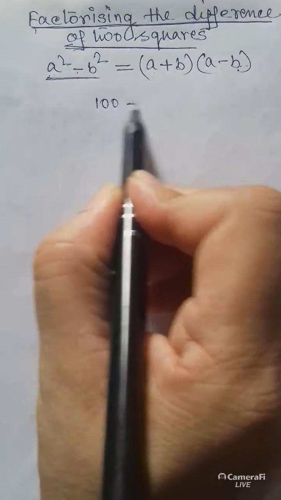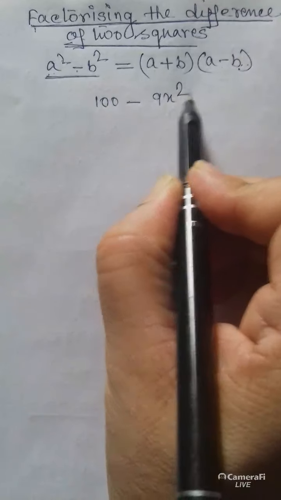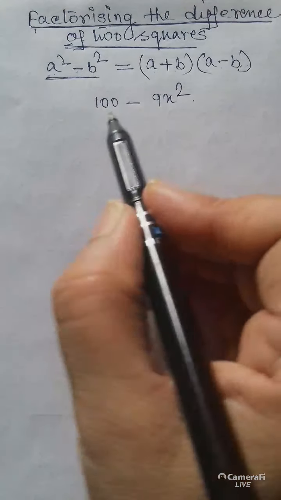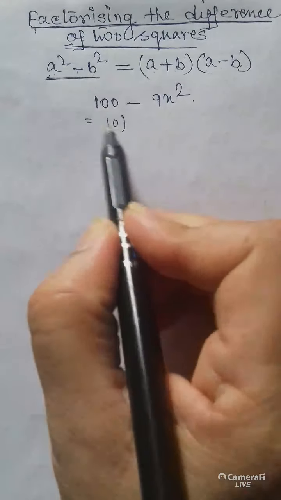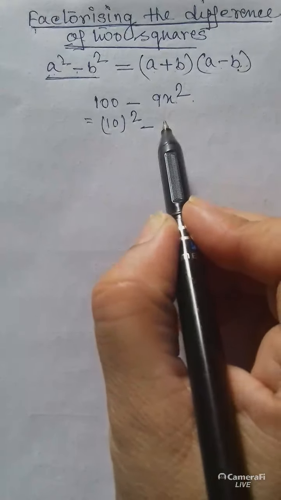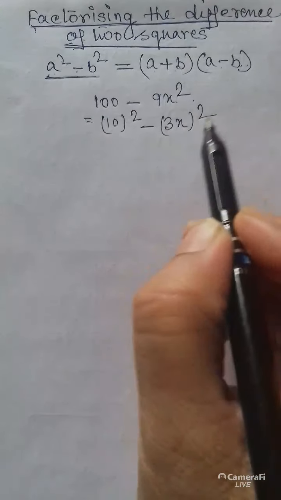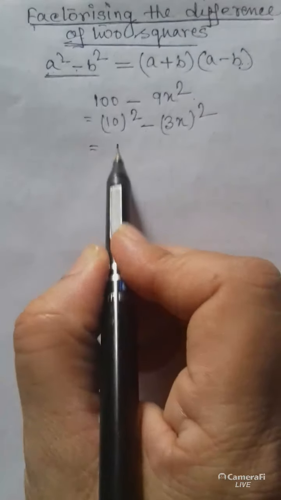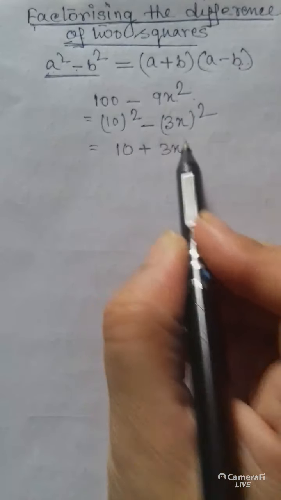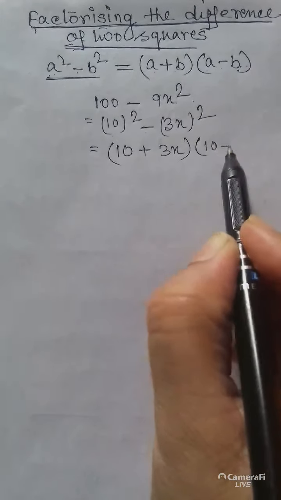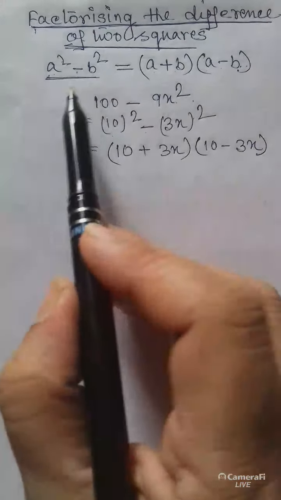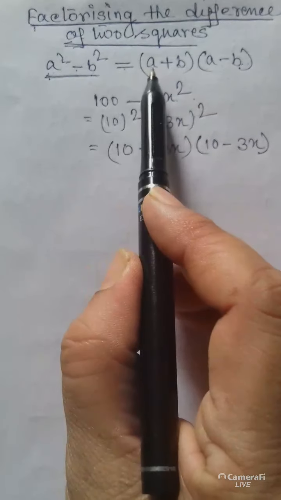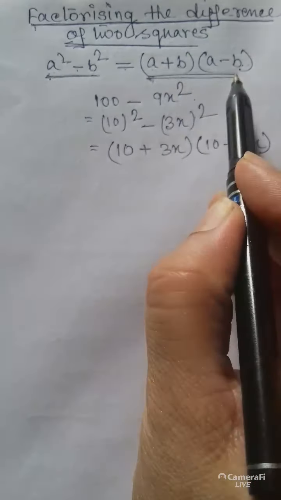Let's take 100 minus 9x square. We have to factorize it. Here 100 means 10 square and 9x square means 3x whole square. Here also it is a difference of two squares, 10 square minus 3x square. Then we write 10 plus 3x into 10 minus 3x, because this is the formula: a square minus b square equals a plus b into a minus b.